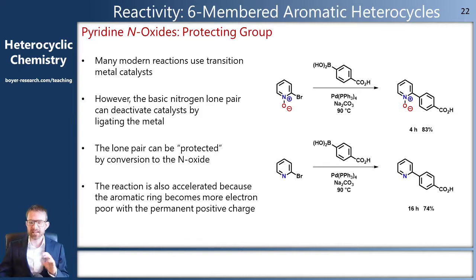So here you can see the difference between a cross-coupling of N-oxide and a normal pyridine, and the N-oxide reaction is much, much faster and gives a higher yield over a shorter time. And this is a combination of the fact that the nitrogen lone pair deactivates the catalyst by coordination, but also because oxidative insertion into electron deficient systems is faster, and the top example, the N-oxide, now has that permanent positive charge on the ring.